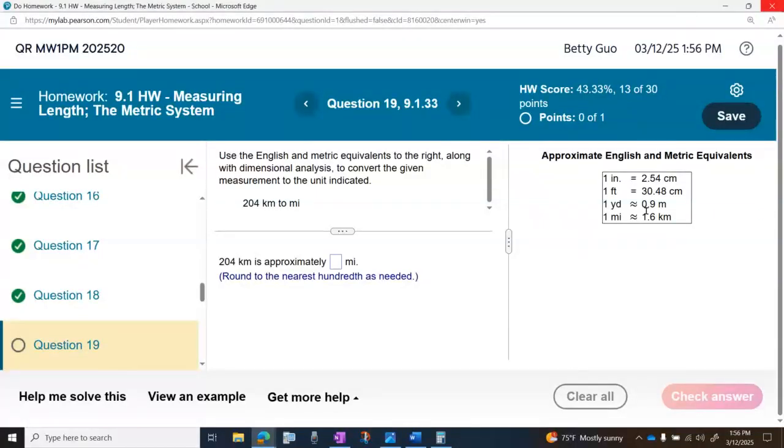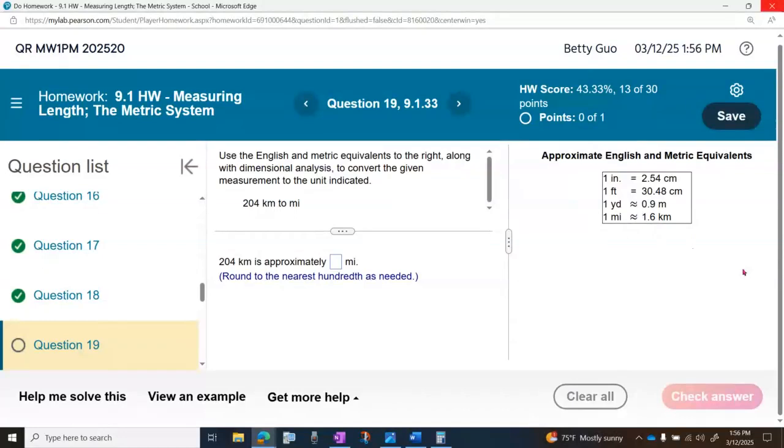Look at the last formula here. It says approximate English and metric equivalence. This is not an equation, it's approximately equal to, right? But for convenience, let's just say equal, okay? So 1 mile equals 1.6 kilometers.